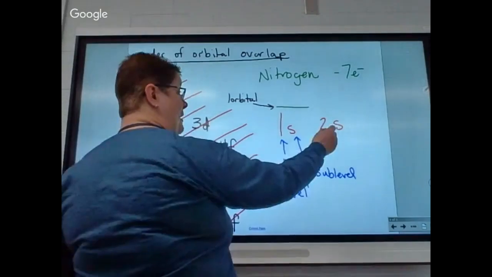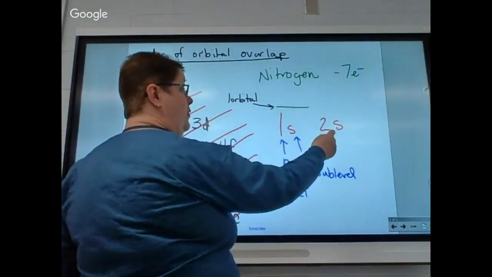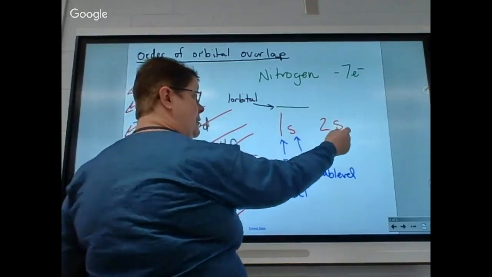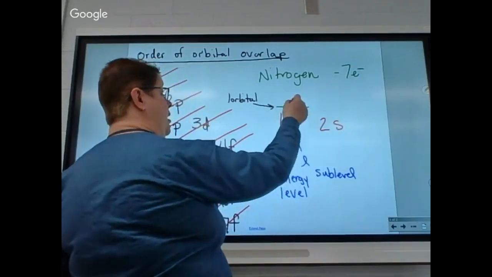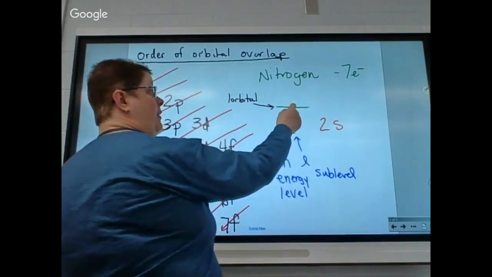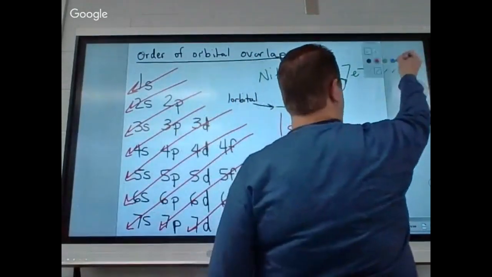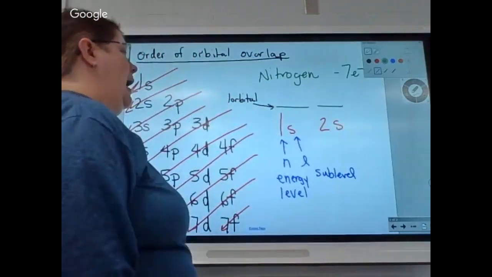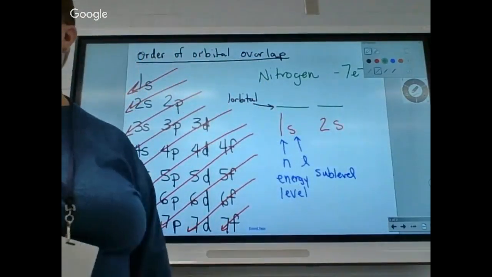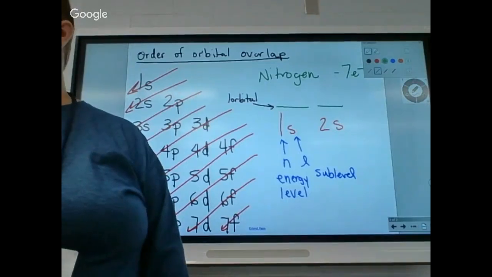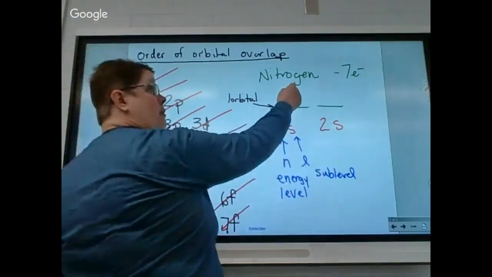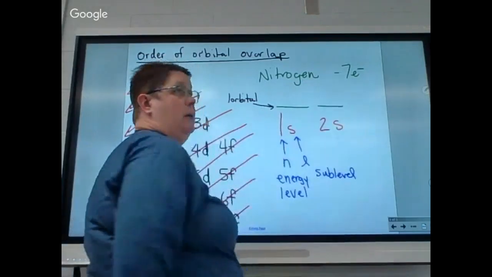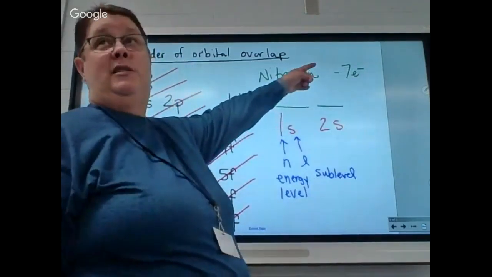Now, n again stands for the energy level. So we know this is a 2. Is it bigger or smaller? Bigger. It's still an s sublevel. So how many orbital lines am I drawing above it? Still one, because it's still an s. How many electrons can I put in an s? 2. So I can put 2 here and 2 here. That's still only 4. I need 7.